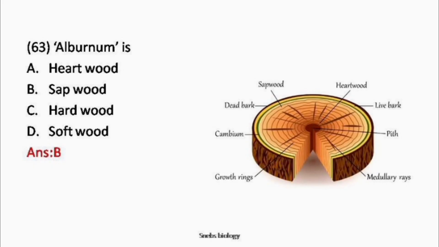Alburnum is option A heartwood, option B sapwood, option C hardwood, and option D softwood. So alburnum is the outer new living layers of secondary wood of a tree where transport of water and minerals to the crown of the tree takes place. So the correct answer is sapwood, option B.